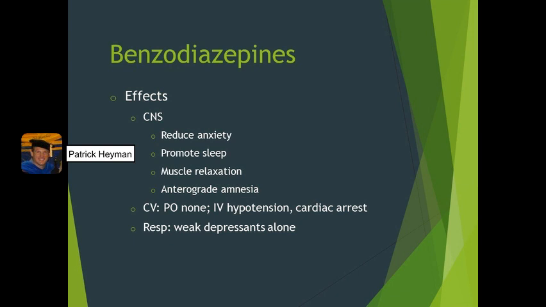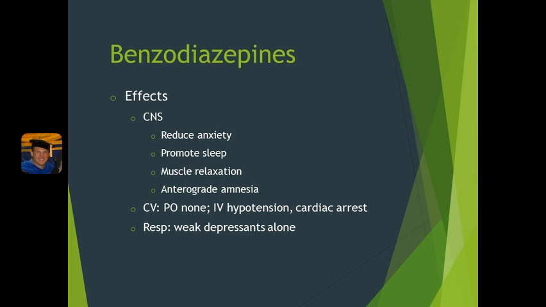Okay, effects of benzodiazepines in the central nervous system. We're going to reduce anxiety, and that is one of the major reasons why we use benzodiazepines, as an anxiolytic. They promote sleep, so we can use them as a hypnotic to help patients sleep. They also act as a muscle relaxant, although not all of the agents are used for that. And then they also can cause anterograde amnesia, which means that the person doesn't remember what happened after they took the drug. In common parlance, this would be called a blackout.